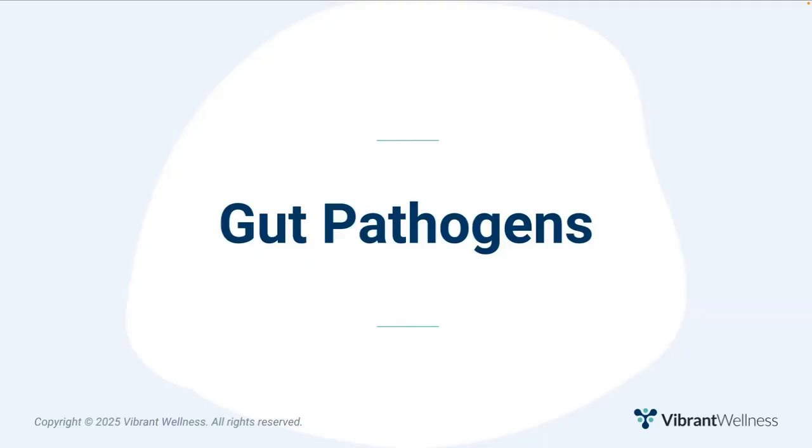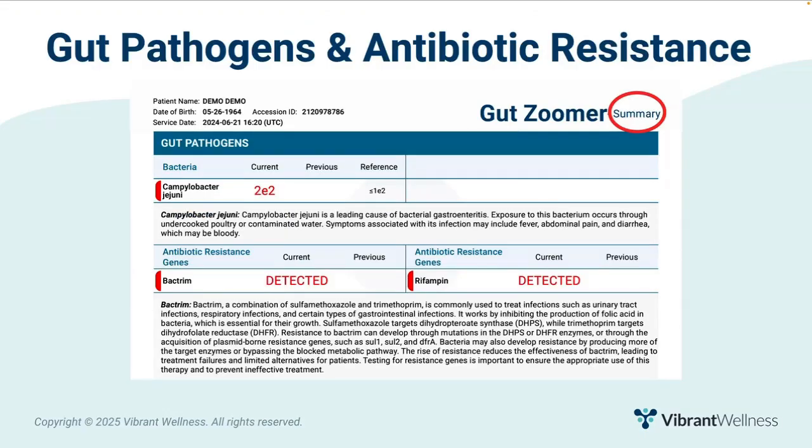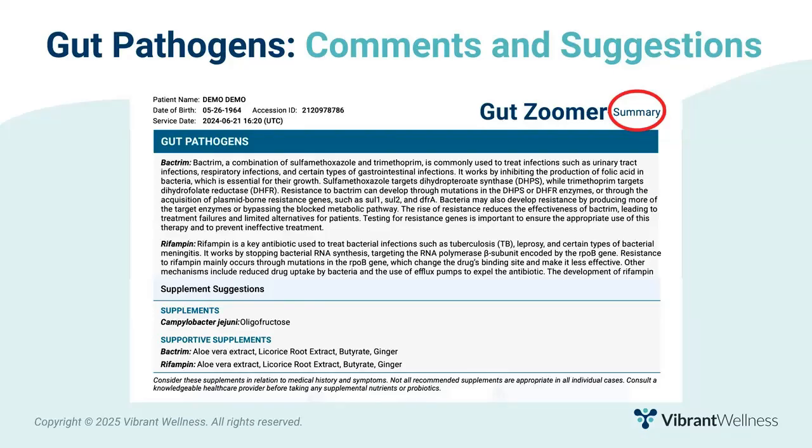Now let's talk about gut pathogens. The next section of the summary lists any gut pathogens or antibiotic resistance genes that were detected. Note, pathogen levels are reported using scientific notation, and antibiotic resistance genes are reported as detected or not detected. All out-of-range results will include a comment about each marker so you can learn more about these out-of-range markers.